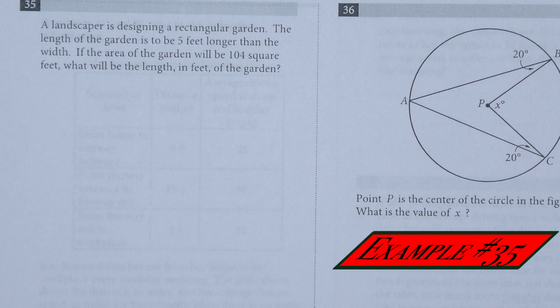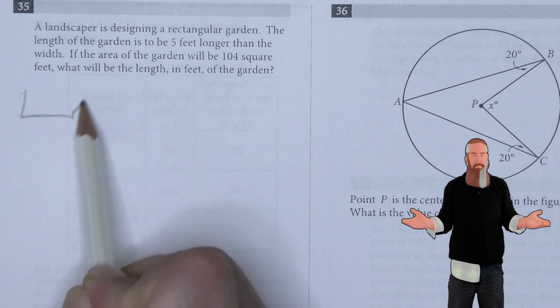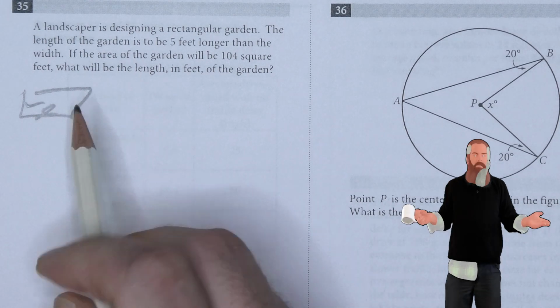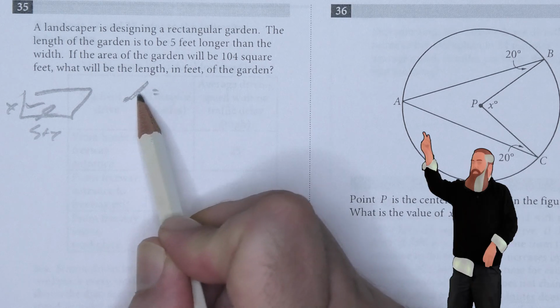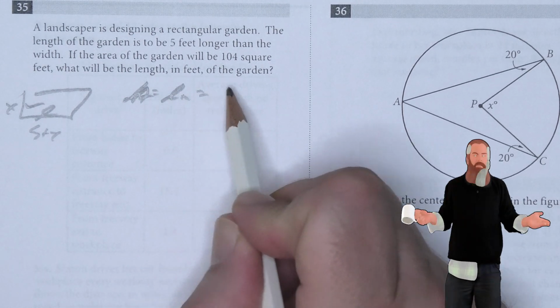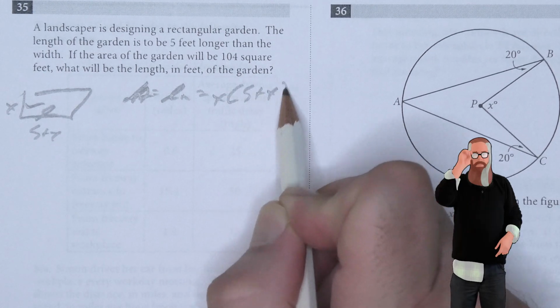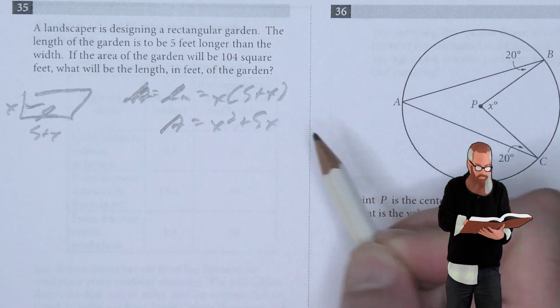A landscaper is designing a rectangular garden. The length of the garden is to be 5 feet longer than the width. If the area of the garden will be 104 square feet, what is the length in feet of the garden? So rectangle, width x, length 5 plus x. Now we know the area is equal to length times width, which means I'm dealing with x times 5 plus x. So the area is x squared plus 5x.